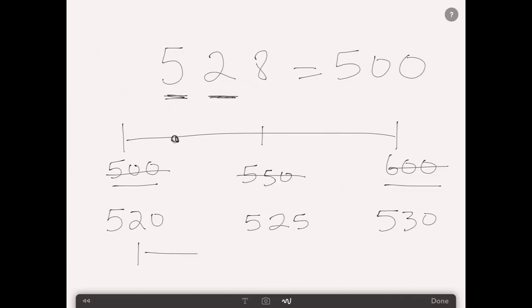So where does 528 belong on this new number line? Let me just draw that number line right here. Well, I would say that it's past the halfway point, right? So 28 is going to be closer to up here. So if I was rounding 528 to the nearest tens, I would be calling it 530 because it's closer to that.